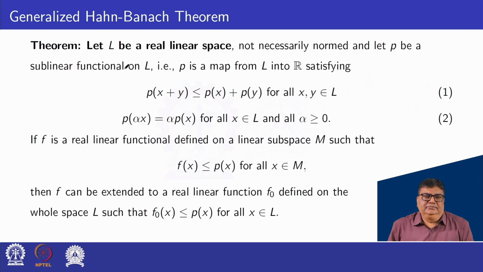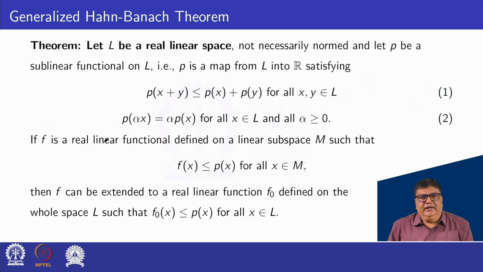Generalized Hahn-Banach theorem. Let L be a real linear space, not necessarily normed, and let P be a sublinear functional on L, that is, P is a mapping from L into R satisfying the conditions P of x plus y is less than or equal to P of x plus P of y, and P alpha x is equal to alpha Px for all x belonging to L and alpha greater than or equal to 0.